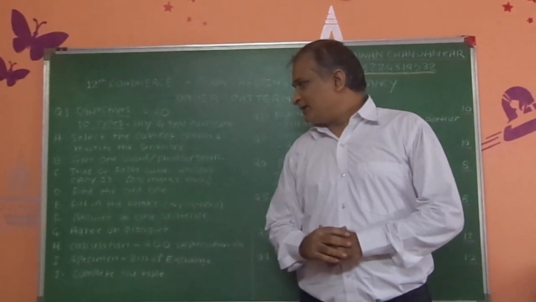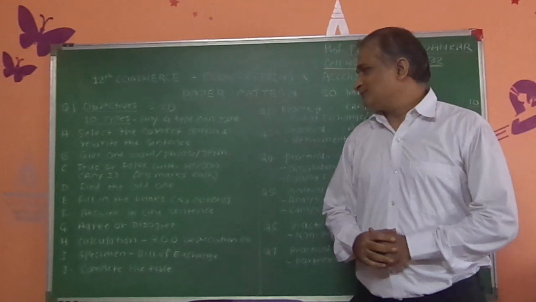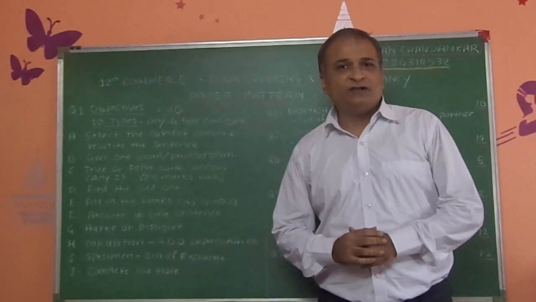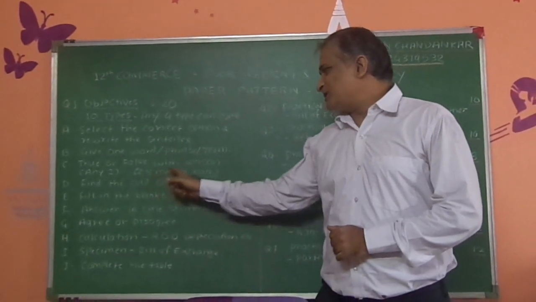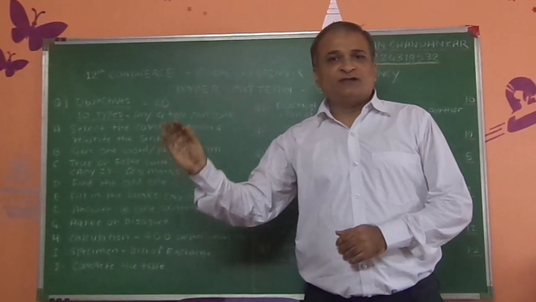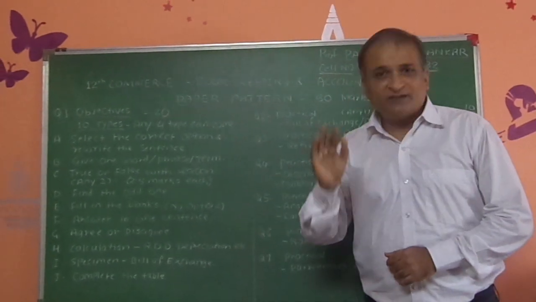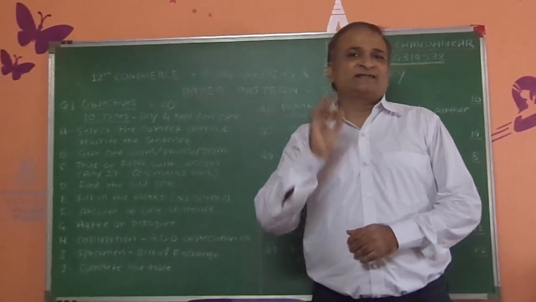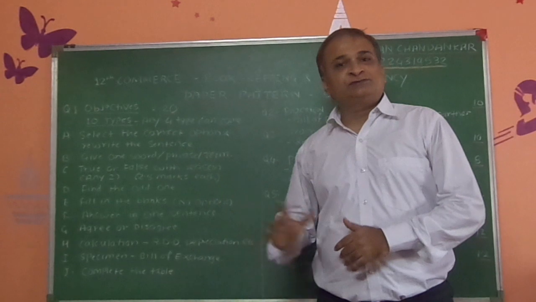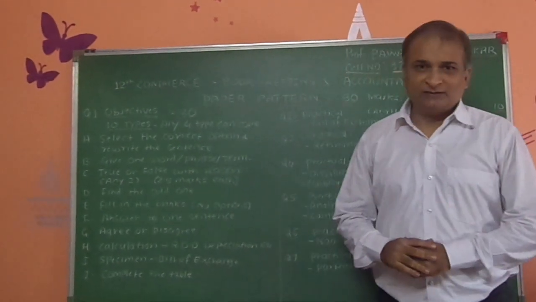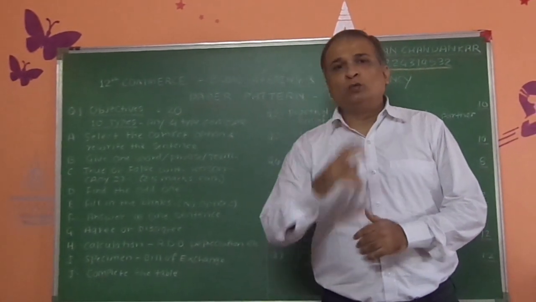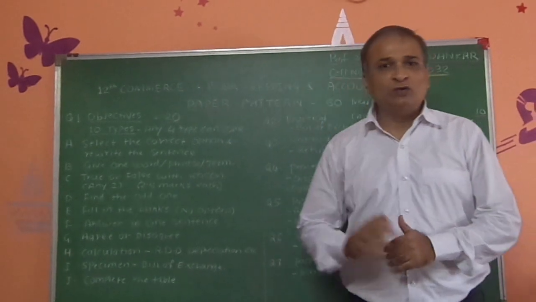The third type of objective is true or false with reason. See here, any true or false sentence you need to attempt, and each question will carry 2.5 marks. Whether the particular statement is true or false, you have to write. If the statement is true, you are supposed to write true, and if the sentence is false, you are supposed to write false. But in both cases, you will have to give the reason for it. This question will carry 2.5 marks each, and any 2 true or false questions you are supposed to attempt.